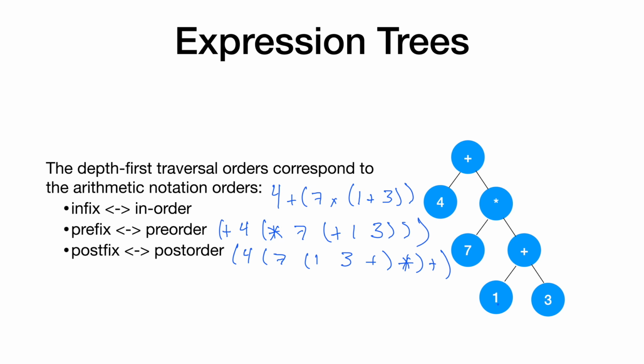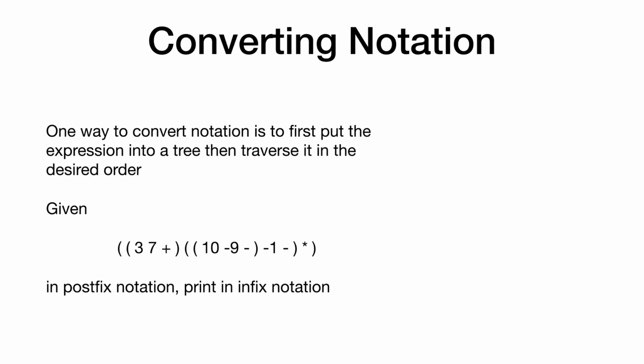So that means these expression trees are very useful for getting around having to have some ordering to our notation, right? And it provides this precedence in the way it levels this data. So what we can do is we can actually use the expression tree to help us convert from one notation to another. So say we're given this equation here in postfix notation, and we want to print it out in infix notation.